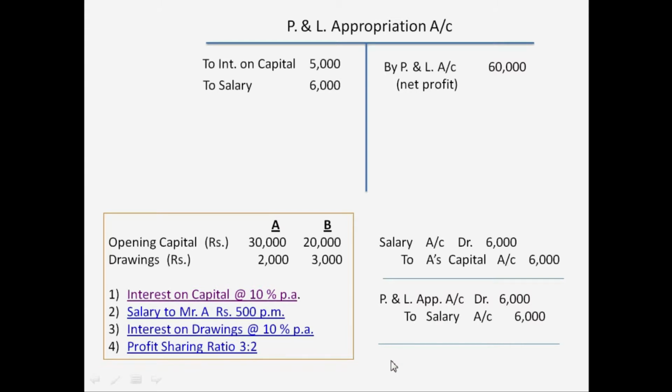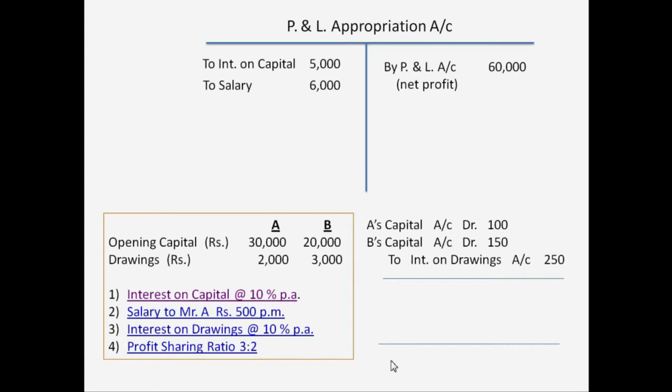And let's see the entry for this purpose. A's capital account debit with rupees 100, B's capital account debit with rupees 150, and to interest on drawings account 250. Interest on drawings account is credited here as it is income for the firm, that's why it is credited. And A's and B's capital accounts are debited because both are not paying this amount to the firm right now, so the firm requires to decrease the balance of their accounts, so that's why A's and B's capital accounts are debited, just to decrease the balance of their accounts with the amount of interest.